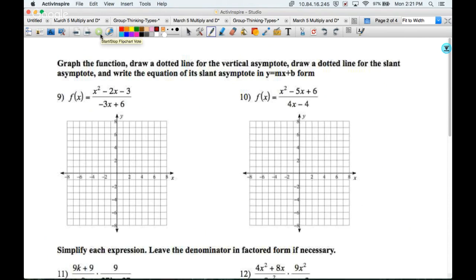All right, on to just the regular homework. Graph the function, draw a dotted line for the vertical asymptote, draw a dotted line for the slant asymptote, and write the equation of its slant asymptote in y equals mx plus b form.